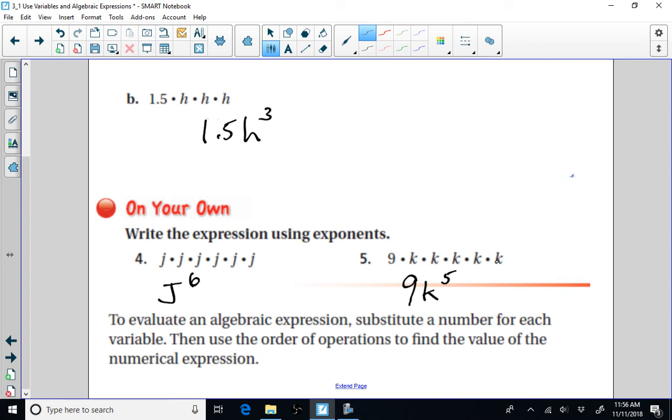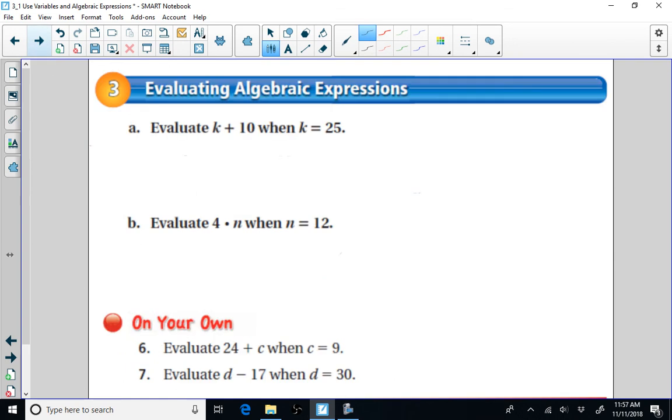Your base here, the number or whatever is being used as a factor, that's your base, and your base is k. All right. Now we want to evaluate some algebraic expressions. We want to substitute a number for each variable, then use the order of operations to find the value of the numerical expression. That's going to start on this next page here. These are very simple, and we've already done some of these in our warm-ups.